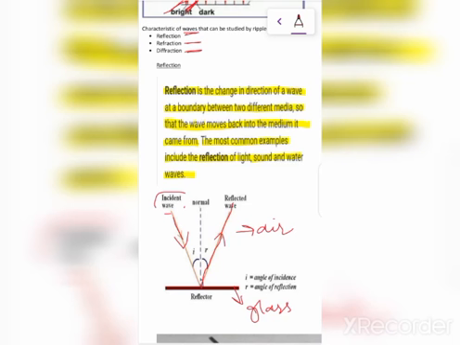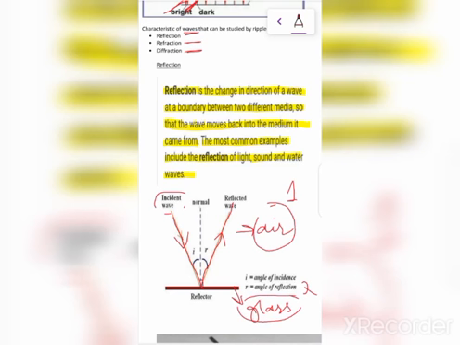It means the incident ray is coming from air and it is striking the glass, the second medium, and again it will come back to the air, the first medium. So we can define reflection as a change in the direction of a wave at a boundary between two different mediums. Here the first medium is air and the second medium is glass.